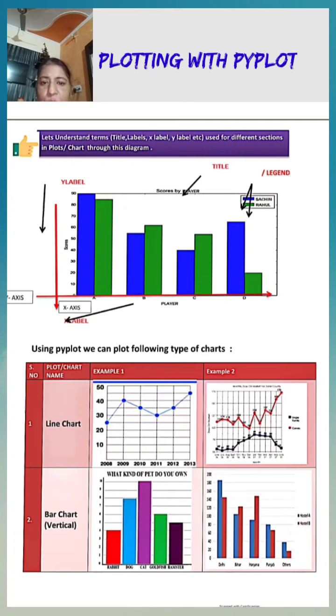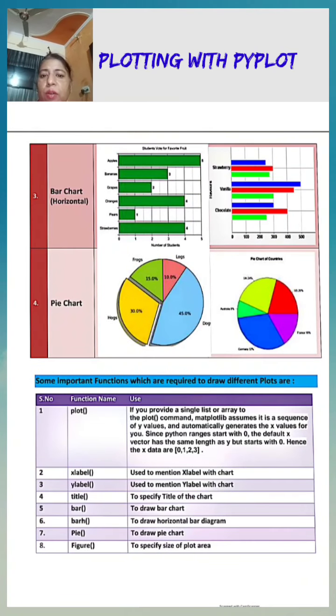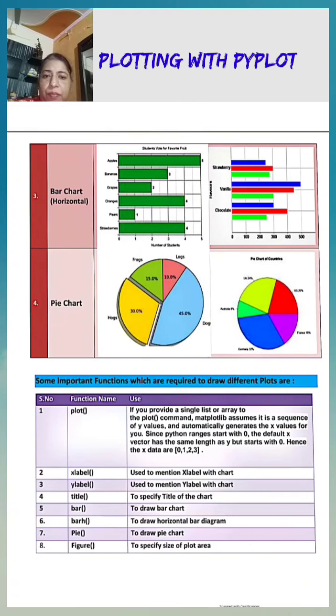Bar chart is, as we have discussed at the top, you can see the bar chart vertical. On the right side you can see two data sets are plotted on the same bar chart. Next, some more examples. This is the horizontal bar chart. In the horizontal bar chart, the axes will be flipped. X-axis is flipped to y-axis and y-axis is flipped to x-axis. Clear? Next is pie chart.